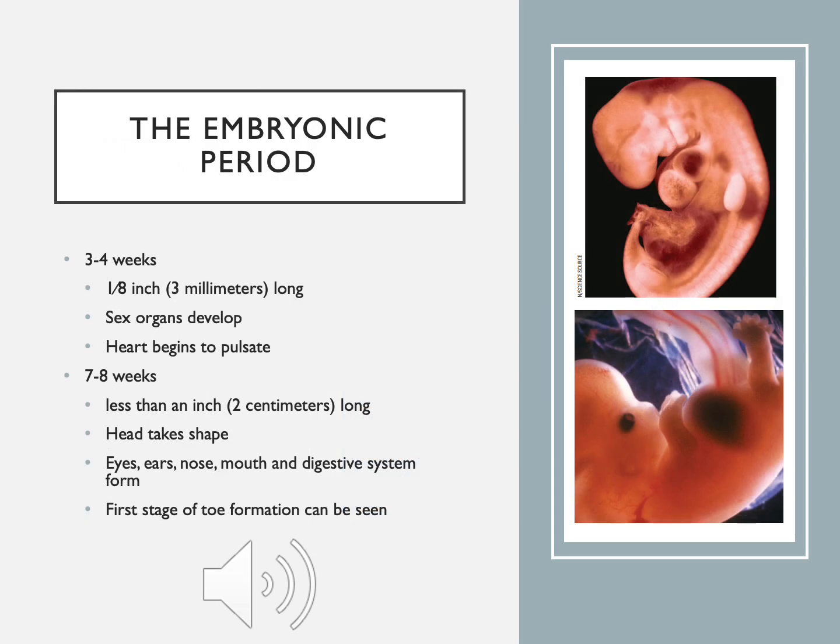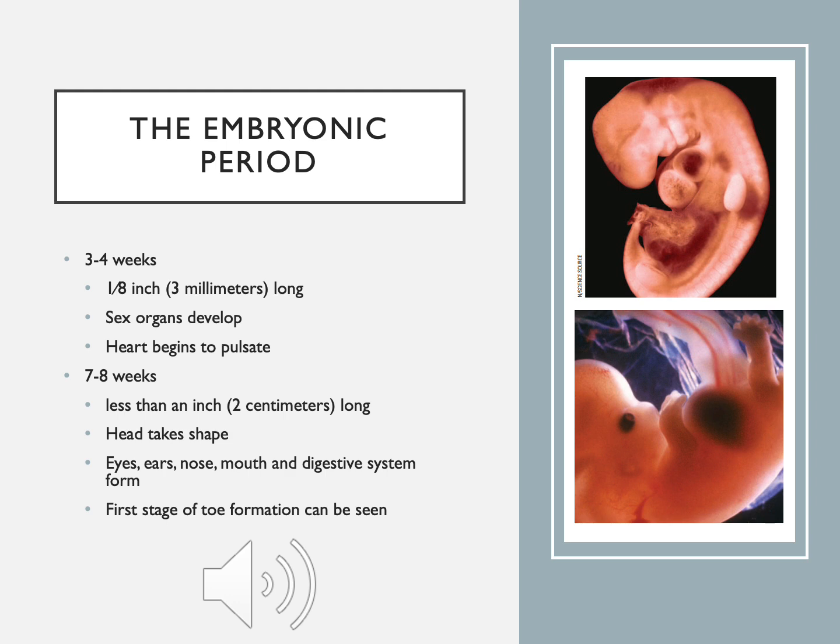During the embryonic period, we also do see some significant changes within the cephalocaudal or head-to-toe formation, as well as the proximal-distal or middle-to-outward formation of the embryo. So we see around the first 3 to 4 weeks that the embryo is about 3 millimeters long, and then as they grow into the 7th, 8-week mark, they are about 2 centimeters long. And as you can see from the image here, we also start to see the first stage of toe formation, and in that bottom image, you can see the little toes that are being formed.